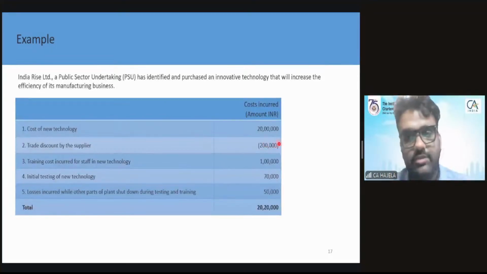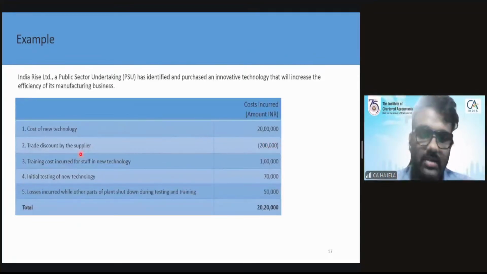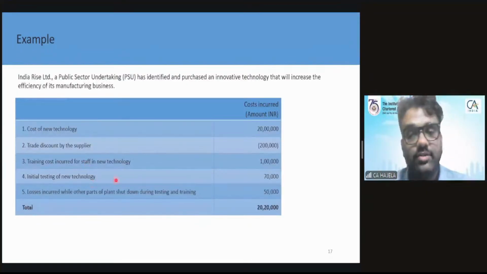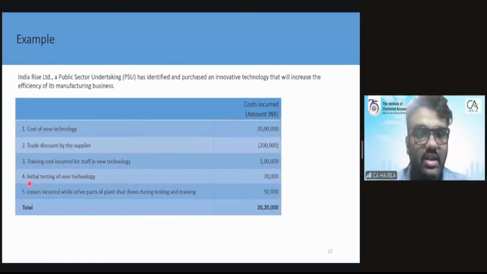The purchase price is 20 lakhs. The discount given by the supplier is 2 lakhs. Training cost incurred for staff is 1 lakh. Initial testing of the new technology is 70,000. Losses incurred while other parts of the plant shut down during testing and training is 50,000. So the overall cash outflow has been 20 lakh 20,000 rupees for this acquisition of technology. Now the question is, what cost can be capitalized as an intangible asset?